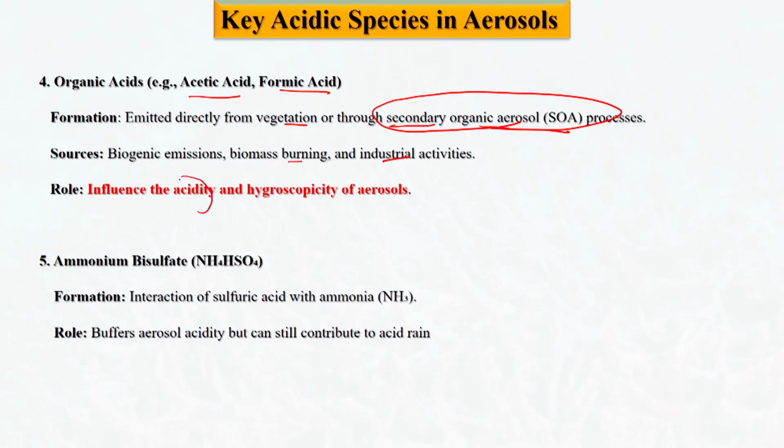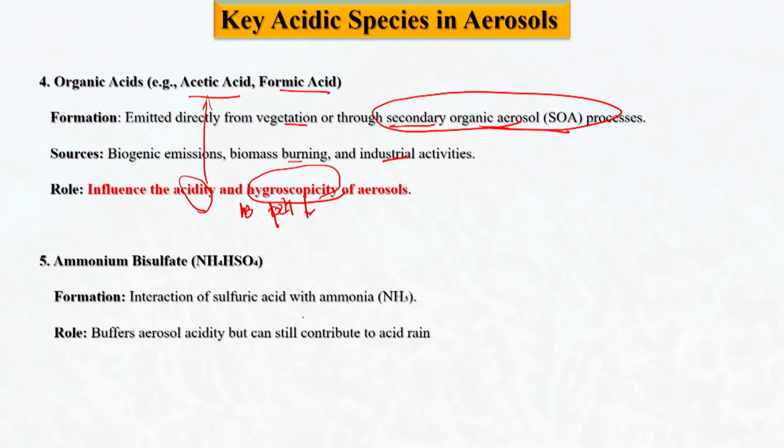They influence the acidity or pH because they are acids. This means they usually will reduce pH. And then hygroscopicity of the aerosols, the capacity of aerosols to attract water and hold water on their surfaces. We will discuss this during aerosol-cloud interaction.